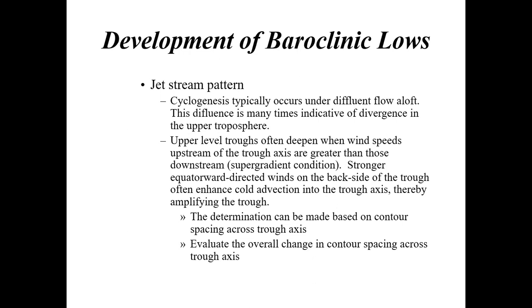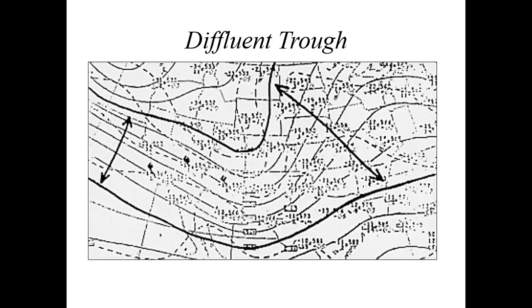So bottom line here, to summarize that second bullet on the slide, when you have an upper level trough, so that's an area of lower height in the upper atmosphere, it's going to get more amplified or deepen when you have stronger wind speeds basically coming into the trough, digging that trough deeper. Okay, let me show you what it looks like here.